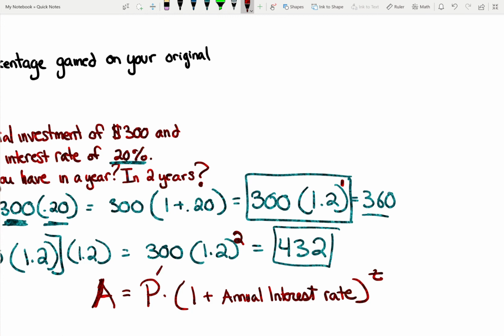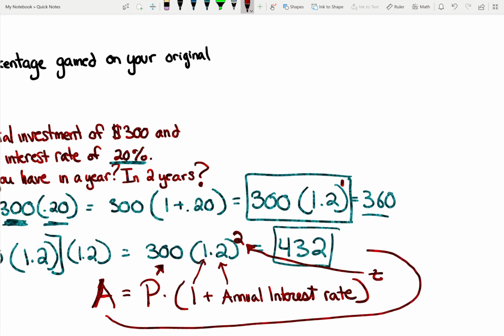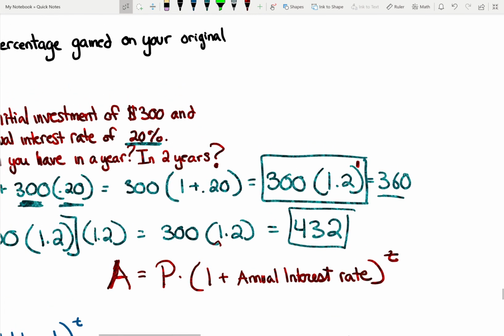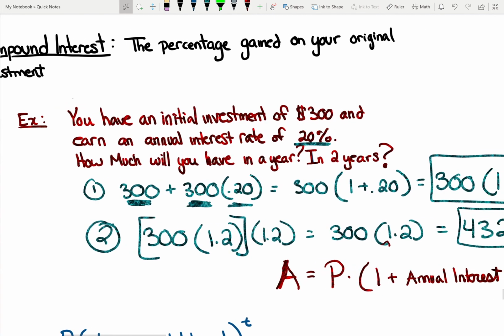So my principal amount was 300. 1 is just 1. And my annual interest rate was 0.2. That's how I have 1 plus 0.2, which is just 1.2. And t was the number of years I held it in the account for. And this will give me my accumulated value, which in this case was 432. So this is the general formula that we're looking at when we're talking about annual interest rate accumulation. Now there's something else we could consider, okay?